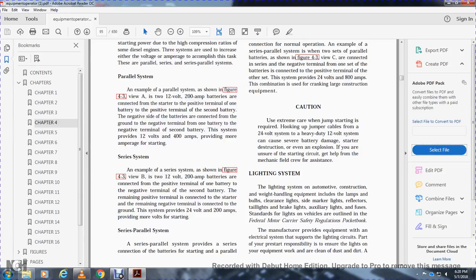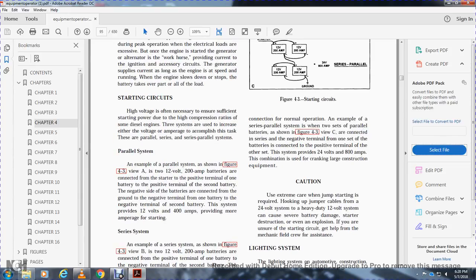The series-parallel system provides a series connection for starting with a parallel connection for normal amperes. An example of the series-parallel is two sets of parallel batteries, shown in figure 4-3, view C. They are connected with the negative terminal of one set of batteries connected to the positive terminal of the other set. The system provides 24 volts, 800 amps, a combination used for cranking large equipment.